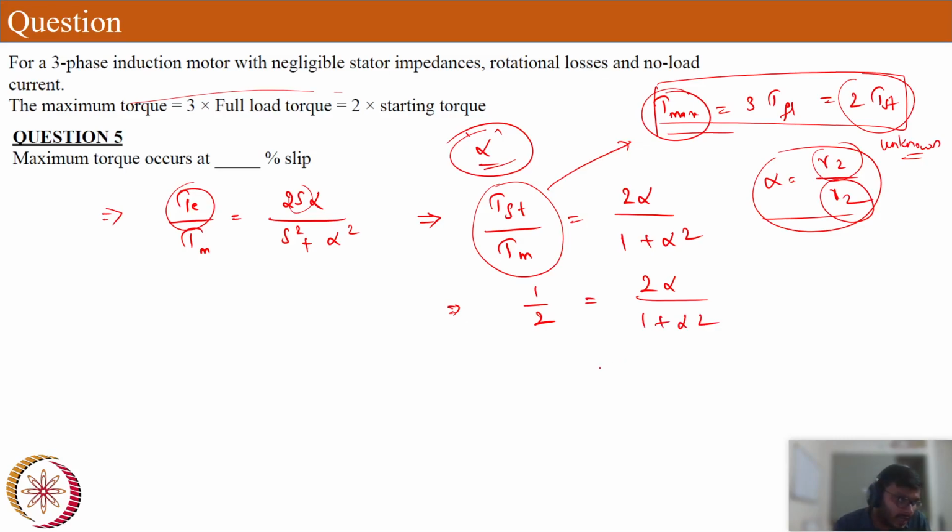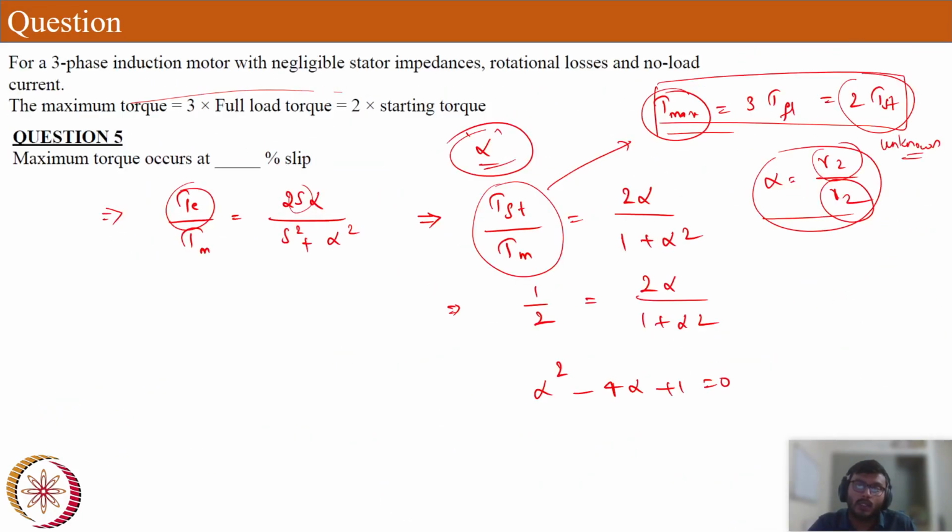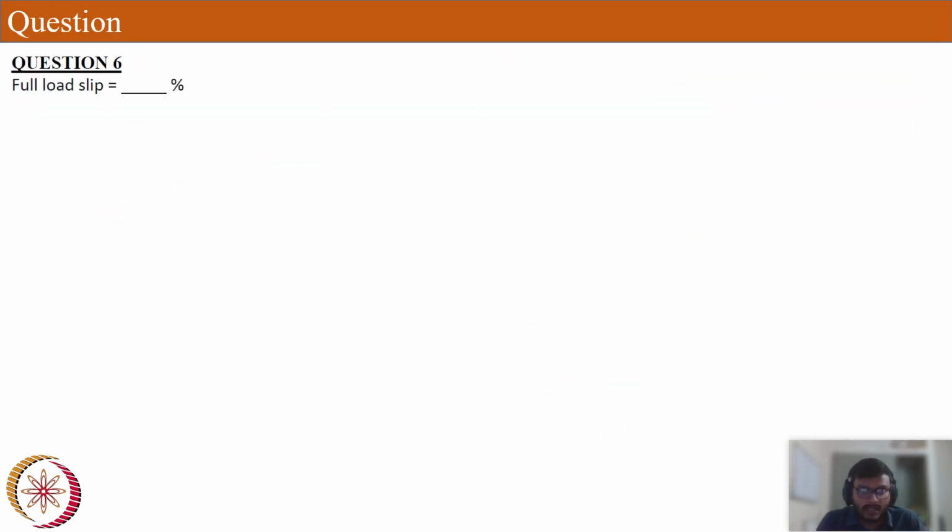So again we are here with a quadratic equation. Alpha square minus 4 alpha plus 1 is equal to 0. Is it the same equation which we have here, alpha square minus 4 alpha plus 1? Yeah. So again, the slip at which the maximum torque occurs is 0.2679. So this is the slip at which we can get the maximum torque. So yeah, this is the last question for today.